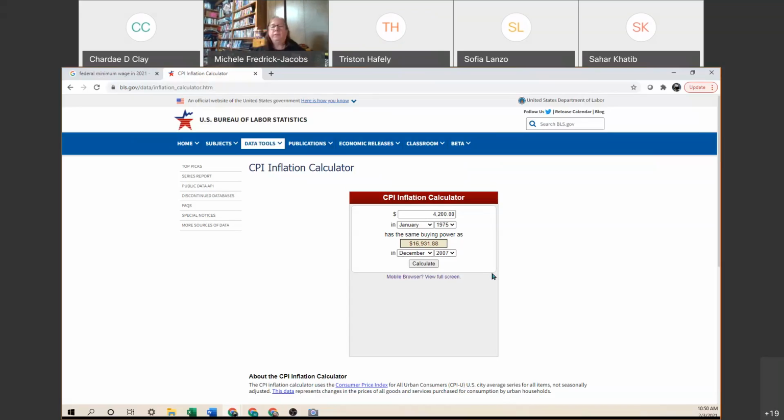So if your inflation calculator, if you use January and then December here, you're going to get this value. Use different months, that's fine. Your number's just going to be a little different, but it's going to be 16,000 and some. It shouldn't be that far off. Any questions on that?